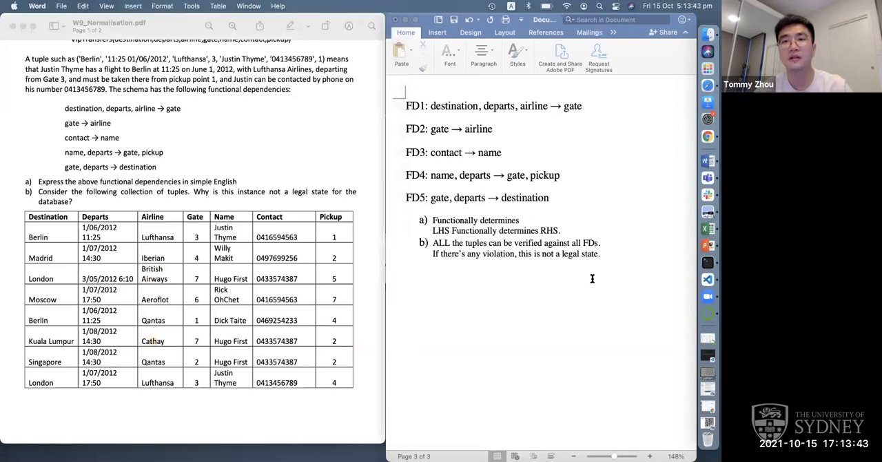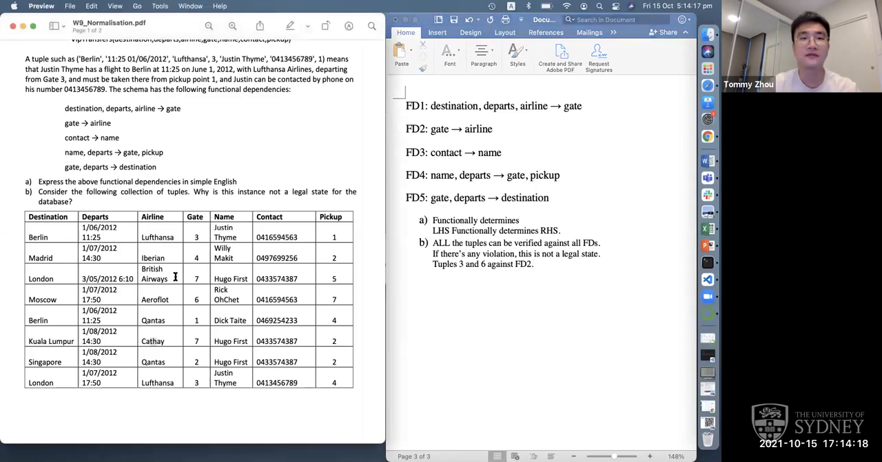I guess the proper way of doing that is you would always nominate which tuples you're looking at. So tuples 3 and 4, 5, 7, 6 against FD 2. Yeah. So I guess that'll be a correct way of identifying one violation. Are there any other violations?